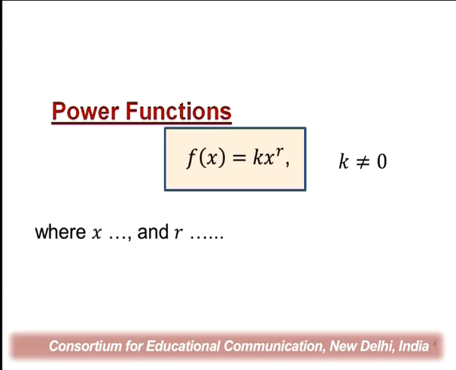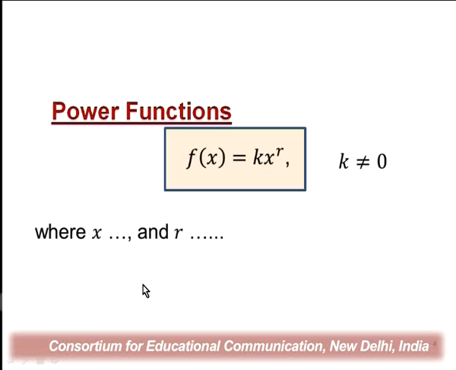Now, coming to the discussion on power functions, the general form of a power function is f of x equal to k times x to the power r, where k is a non-zero constant. Here we take k as a non-zero constant because if we put k equal to 0, what will happen? This function will just degenerate to a constant which is 0 here, and that doesn't make for anything interesting, at least in the context of what we are discussing today. So we will assume that k is some non-zero constant.